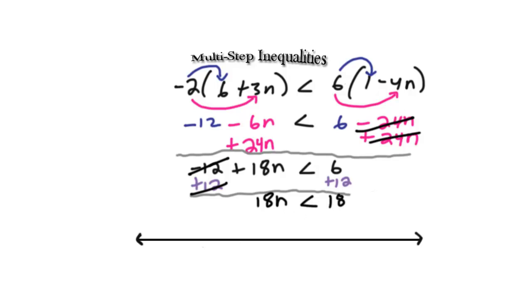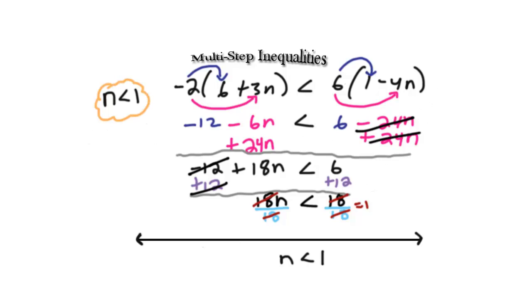Alright, we're down to one last step, right? We just need to divide both sides by 18. Right? So we're not dividing by a negative, so we're going to leave the inequality the way it is. So after we do this, this 18 and this 18, they cross out, and this 18 just goes to 1. Right? So now we're down to just n less than 1. Alright, so let me put that up here, n less than 1. Alright, so that's our inequality that we want to graph on our number line.